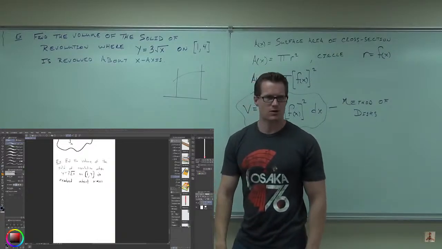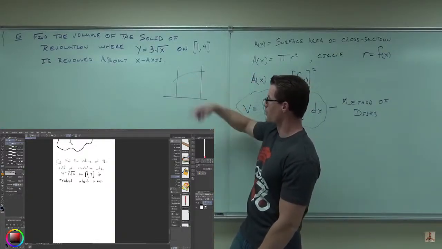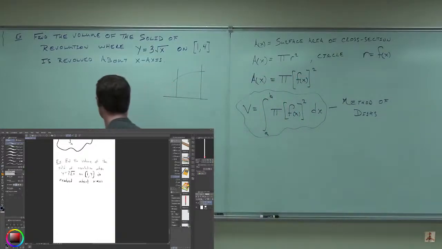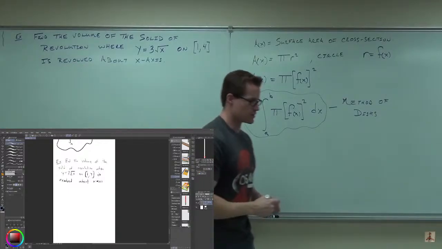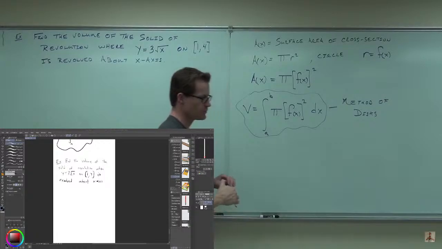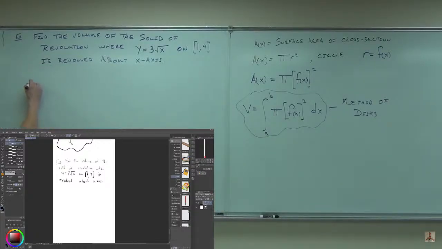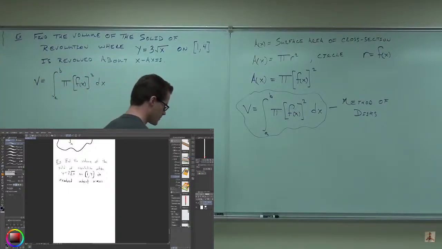Feel okay with that so far? So that's the picture we're going to have. We're going to take this thing and spin it around. Now we'll go real slow and see if we can do this together. So we know that volume is some integral from a to b of pi f of x squared dx. Let's see if we can fill that out appropriately.